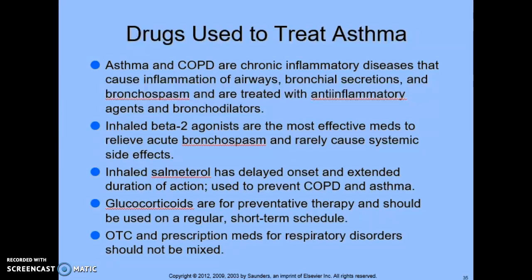The glucocorticoids are for preventative therapy and should be used on a regular short-term schedule. Over-the-counter and prescription meds for respiratory disorders should not be mixed. Inhaled glucocorticoids are relatively safe with oropharyngeal candidiasis and dysphonia being the major side effects. Xanthines have been replaced by newer drugs with fewer side effects. And we talk about this in many of the lectures, we continue to get newer drugs, and they're always looking at lessening side effects and trying to have more direct effect with less side effects.